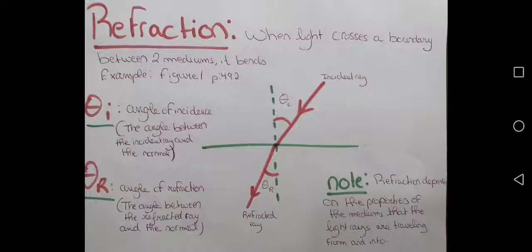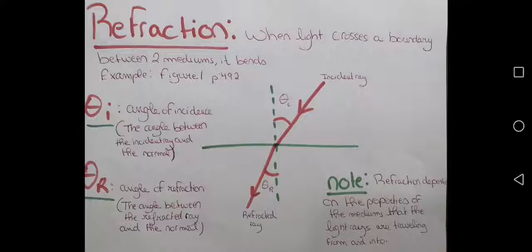First of all, refraction. Refraction is when light crosses a boundary between two mediums and it bends. For example, you can see figure 1, page 492, which shows several examples of refraction. Here in the figure shown in front of you, you can see light passing from one medium to another. The incident ray hits the boundary between the two mediums and the light changes its direction. This is what we mean by refraction.